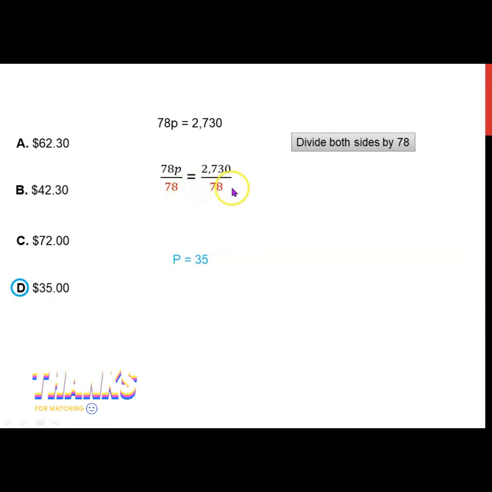So now we see that the option is option D. That is the right option for us.